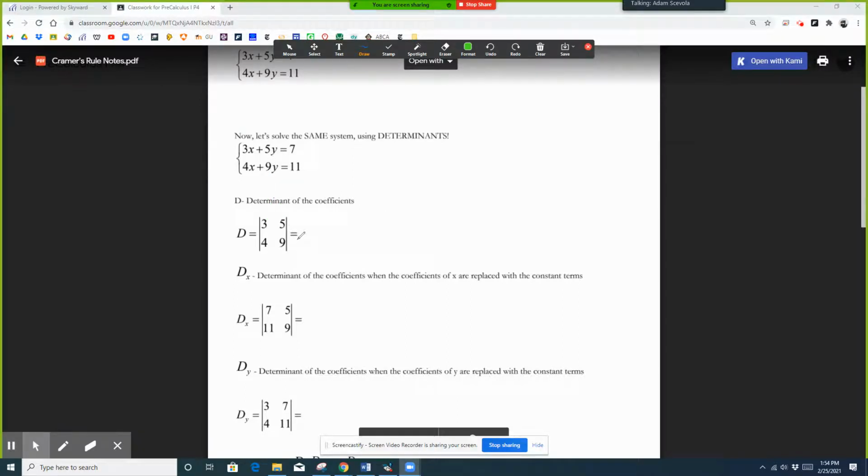And D represents the determinant of that matrix. So this is something we could do by hand. 27 minus 20 equals 7.